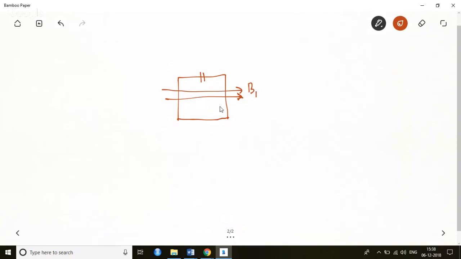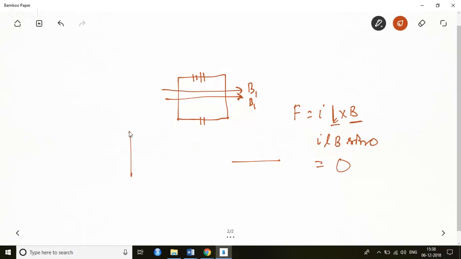Now what will happen if the plane of the current carrying conductor is in the direction of the magnetic field? Suppose this is B. On these two particular wires there would be no force applied, because F is equal to I L cross B. If L and B are in the same direction, the angle between them would be 0 degrees, so the force applied would be 0. While on the other two conductors there would be force applied.